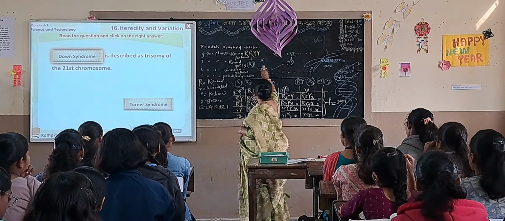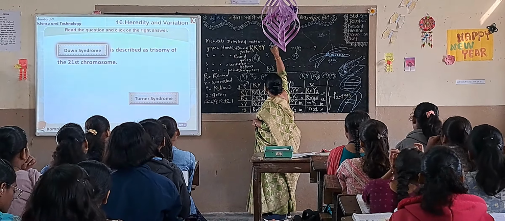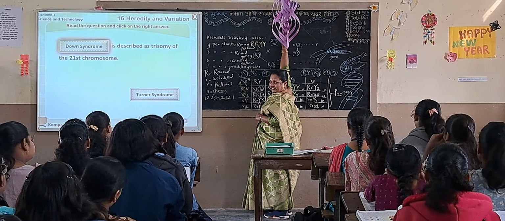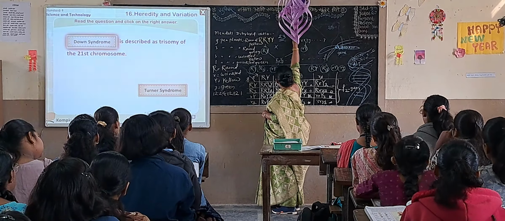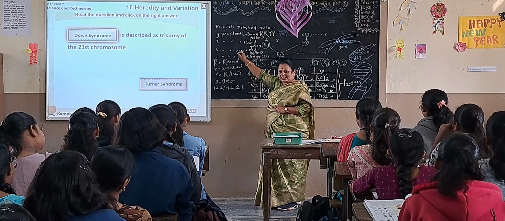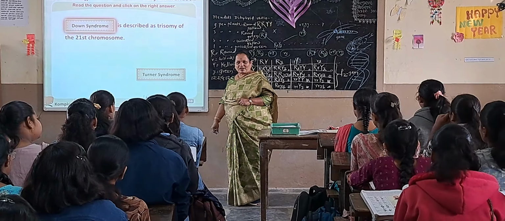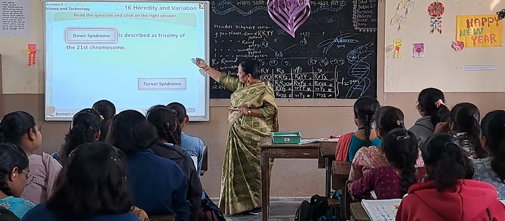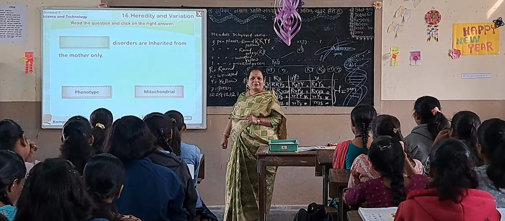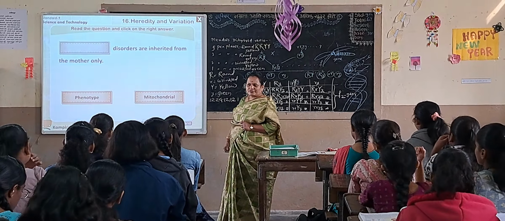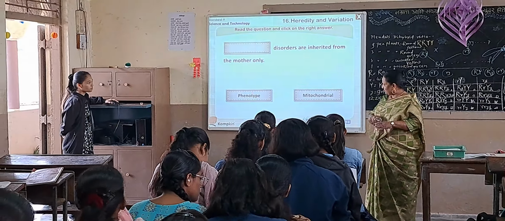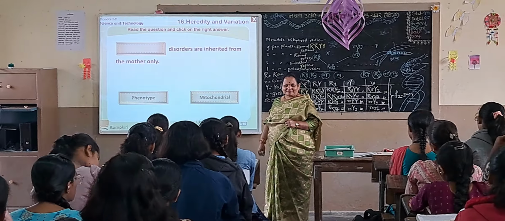Here, how many pairs are there? 23. Out of these, autosome pairs are 22, and in the 21st pair, autosome number 21 is extra. Therefore, that is called trisomy. And it is responsible for Down syndrome. Tell me any one symptom of Down syndrome. What are the symptoms of Down syndrome? Does anyone know?